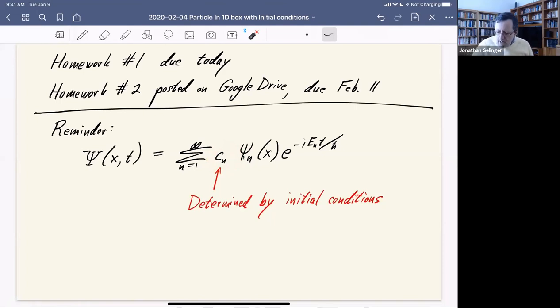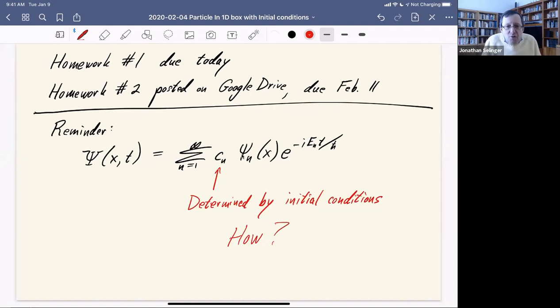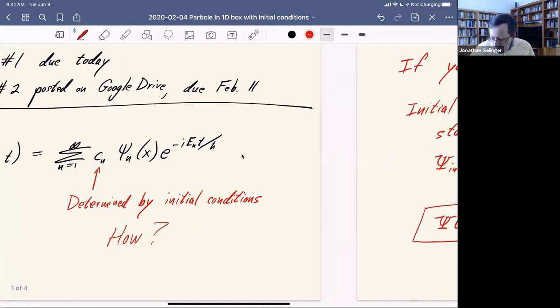Okay, so we know that these Cn's are determined by the initial conditions, okay? And then the question is, well, how are they determined by the initial conditions, right? So if we know the initial wave function, what do we need to do in order to get out the Cn's? Okay. So I started to talk about that on Tuesday. So let me remind you, I've got my slides here from Tuesday.